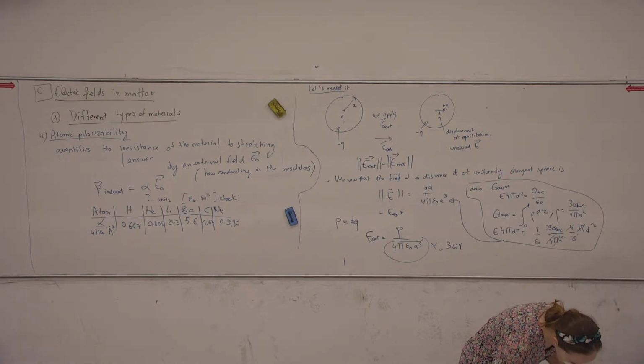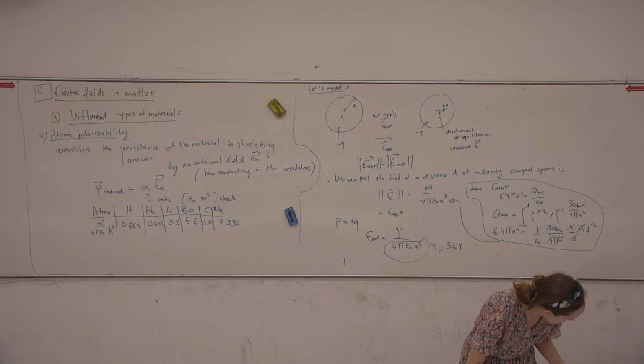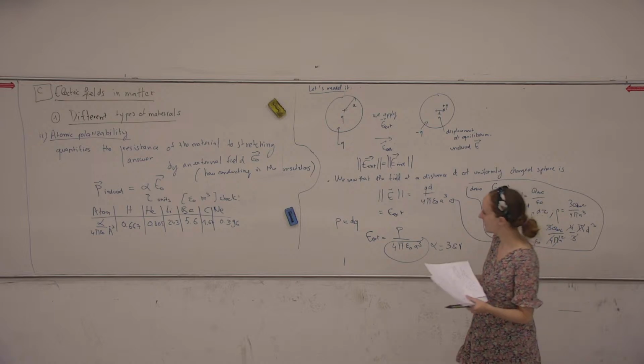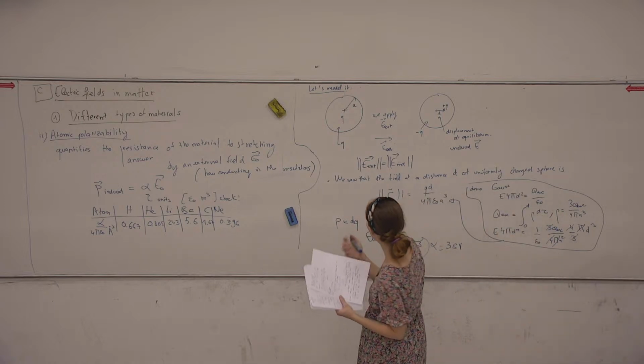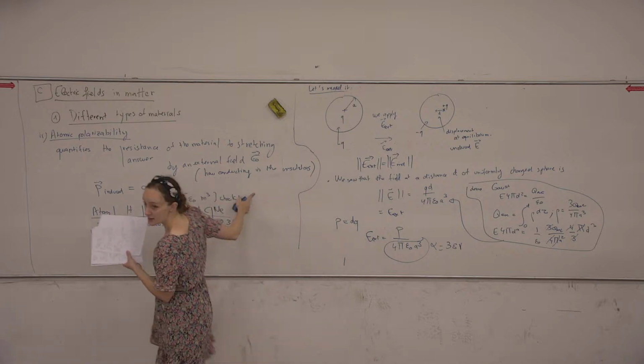Good. So this was for the atomic polarizability. And now I'd like to ask you what happens for molecules. So can I erase this?